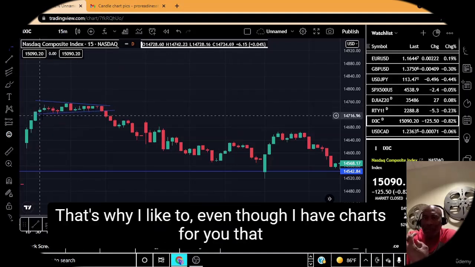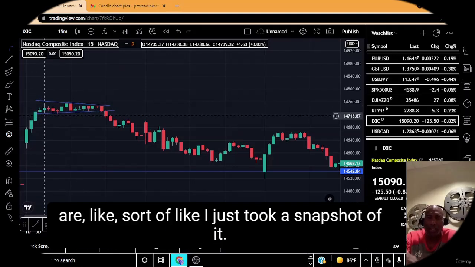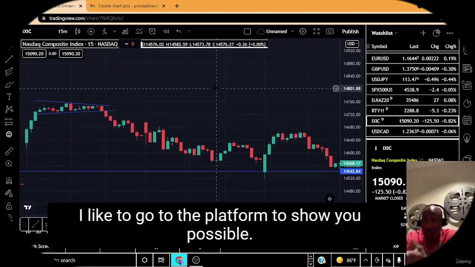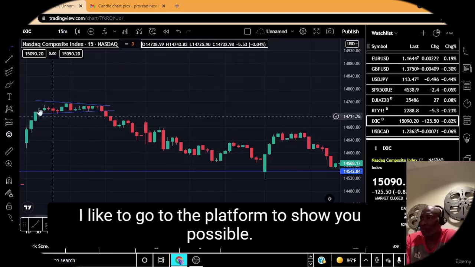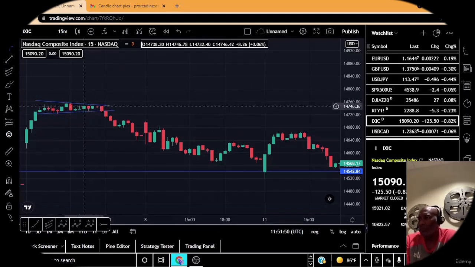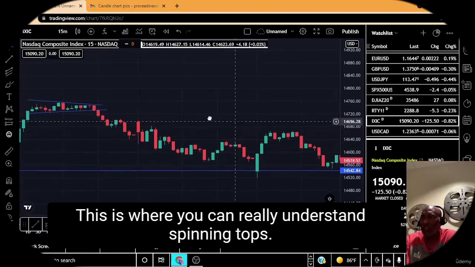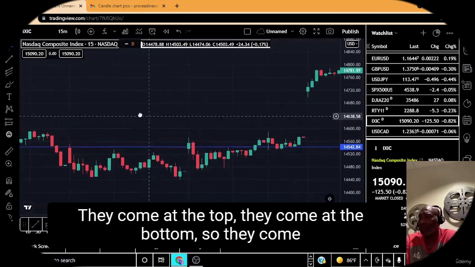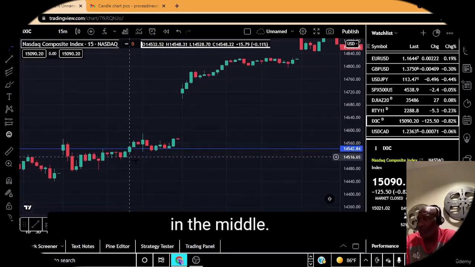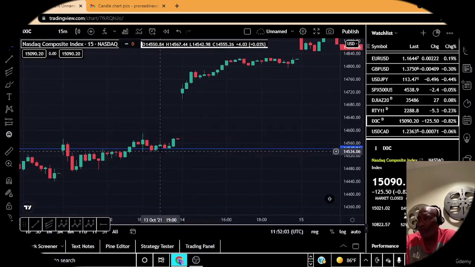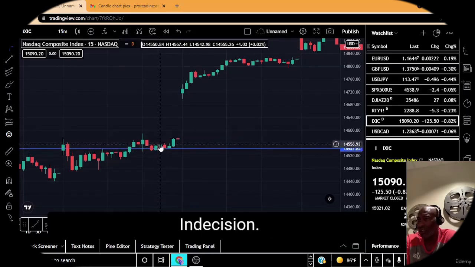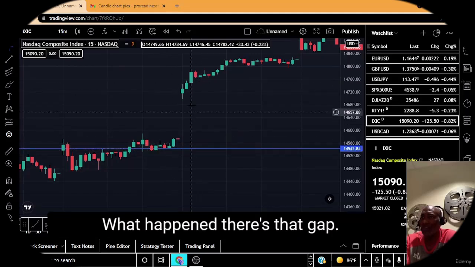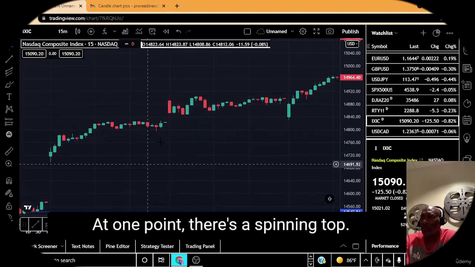That's why, even though I have charts for you where I just took a snapshot of it, I like to go to the platform to show you possible different ones. This is where you can really understand spinning tops. They come at the top, they come at the bottom, they come in the middle. This could have been a spinning top right here. Indication, even though the market was coming down here. Indecision, we see it right there. Boom, what happened? There's that gap. All right, at one point there's a spinning top.